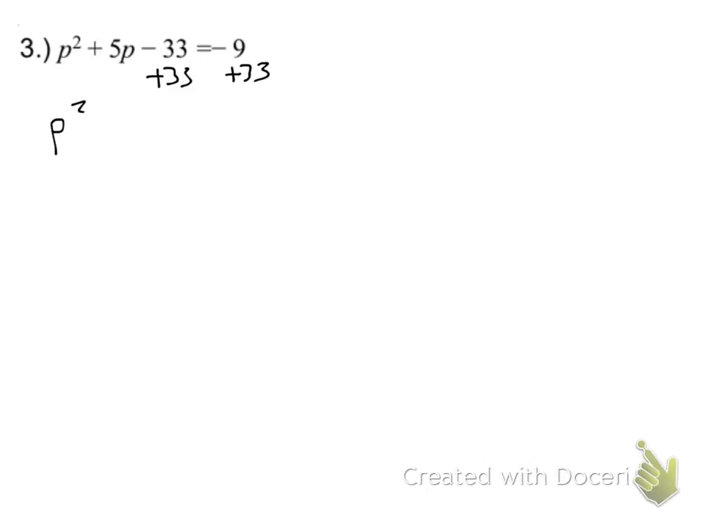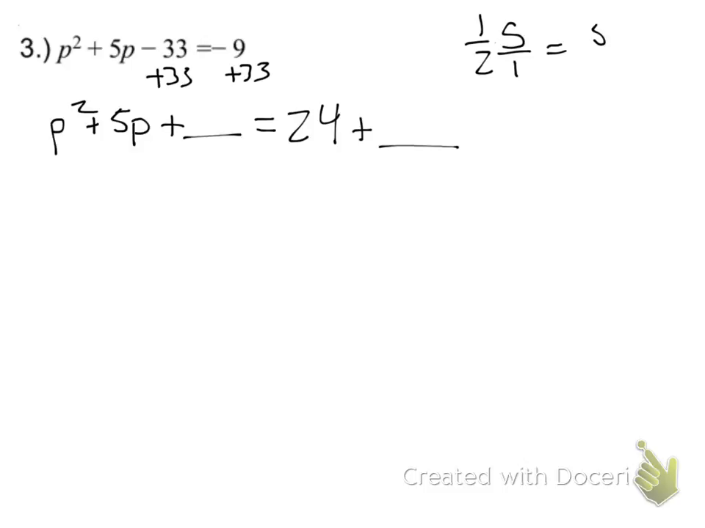And so I get p squared plus 5p plus something equals 24? No, it's not negative, it's positive. Plus something. Now, we got to take half of 5. I'm not going to put that as 2.5. I will leave it. It's 5 over 2. Because what I'm really doing here, guys, is taking a half of 5. And remember, it's 5 over 1, so it's 5 over 2.